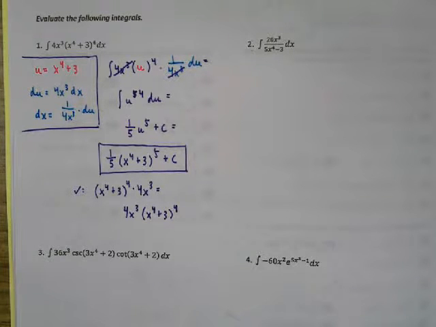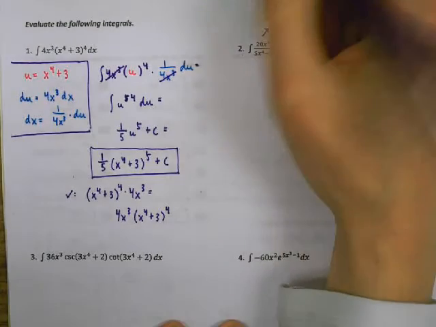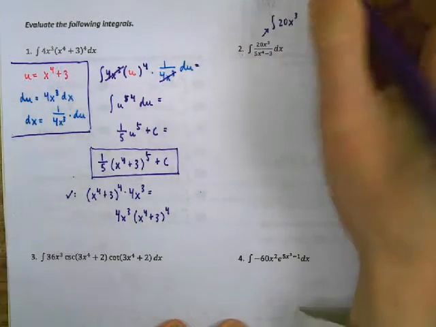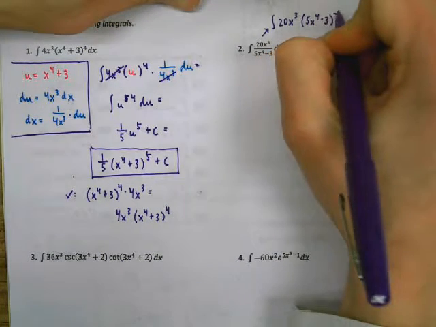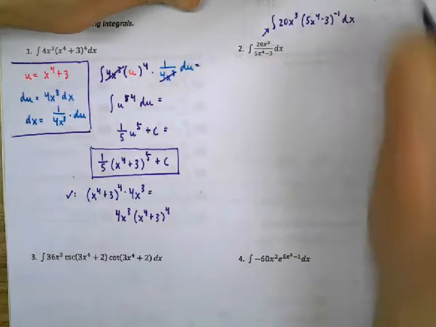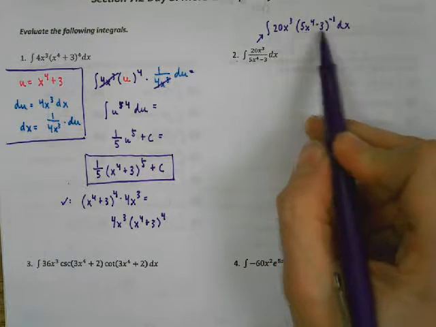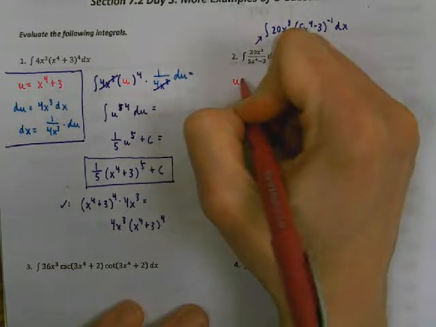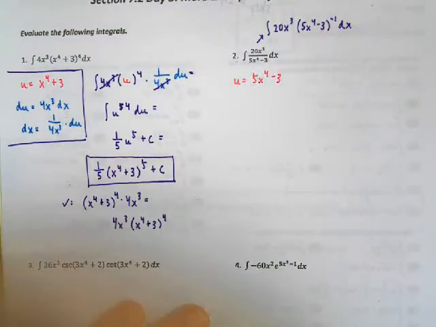Okay, so for number 2. Now, this one we have to think of a little bit differently. I want you to realize that this is the same as saying the integral of 20x cubed times 5x to the fourth minus 3 to the negative 1 times dx. So now I think with that negative 1, it's easy to see that our 5x to the fourth minus 3 is what would cause chain rule here. So that's what we're going to pick for u. 5x to the fourth minus 3.